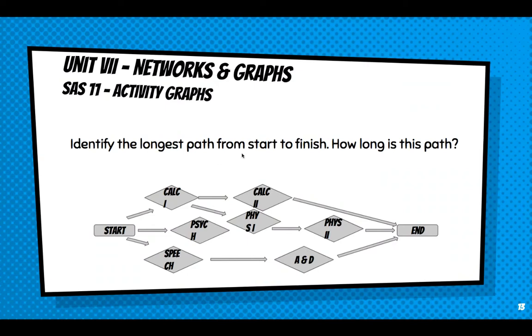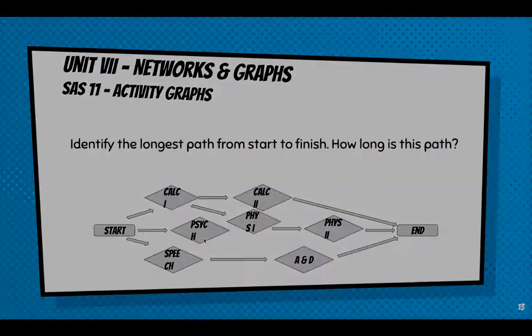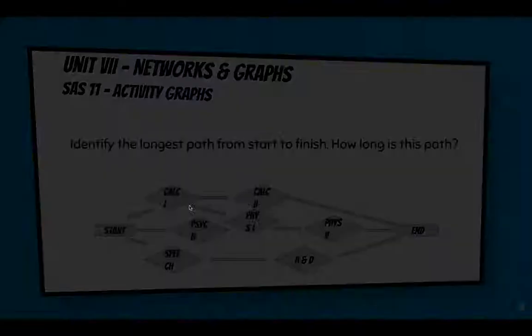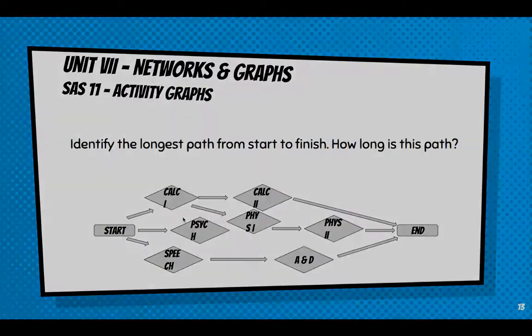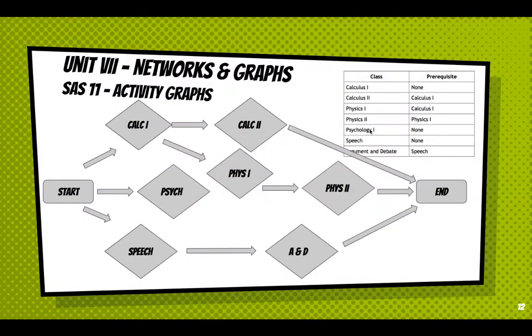So identify the longest path from start to finish. And how long is this path? Well, let's look. This takes 2 classes. This takes 2 classes, but this one takes 3 classes. You might notice that psychology doesn't have an arrow coming out of it. I'm going to be honest with you, that's my mistake. There should be an arrow coming out of psychology going straight to the end, because if you go back one more, you'll see that psychology is not a prerequisite for any other course. When I made this, I completely forgot about it, but I think you can understand that there's nothing coming out of it. It should go to the end.